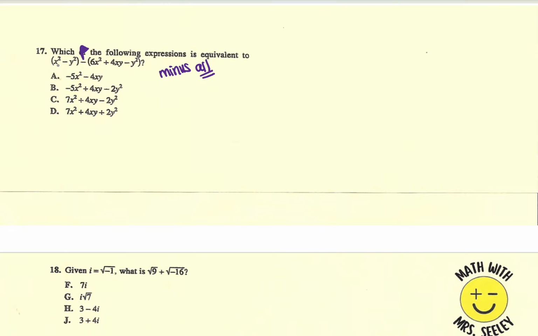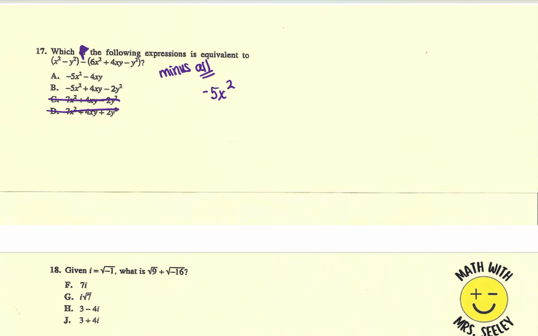So you have a 1x squared minus 6x squared, which is negative 5 on your x squared. So therefore, we know it's not C or D. Remember, on the ACT, you're trying to find the right answer, but sometimes you can just get rid of all the wrong answers, and that still will get you to the right answer.